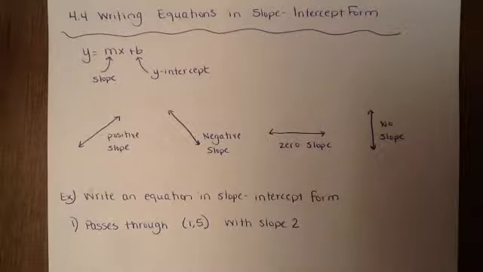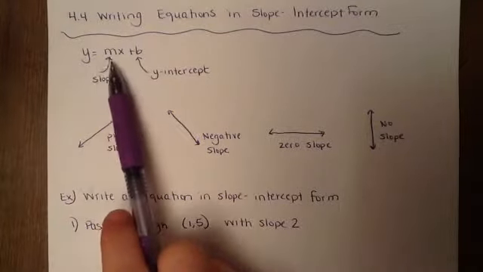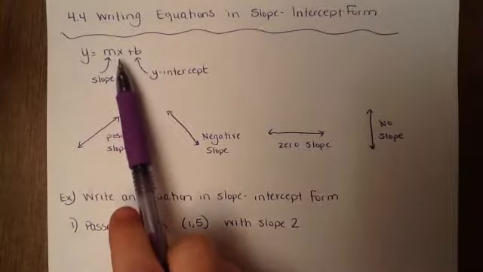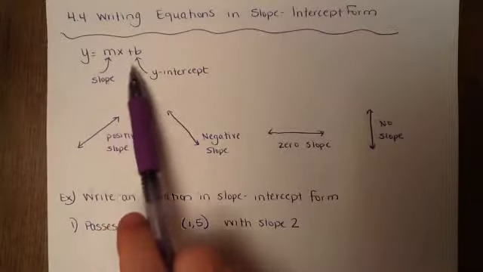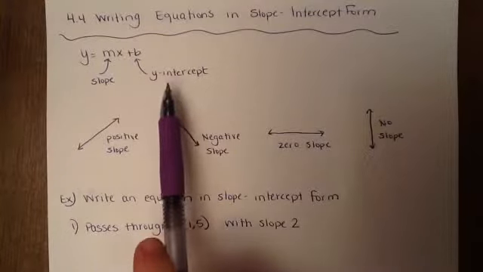Mathematicians. Today we're going to talk about writing equations in slope-intercept form. We've discussed that slope-intercept form is y equals mx plus b. M is the slope and b is the y-intercept, or where it crosses the y-axis.